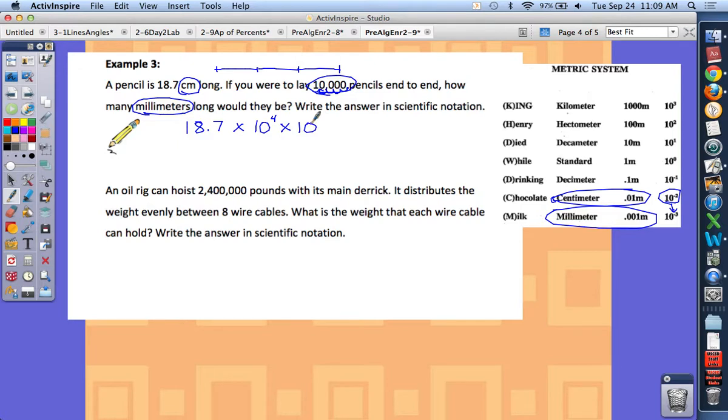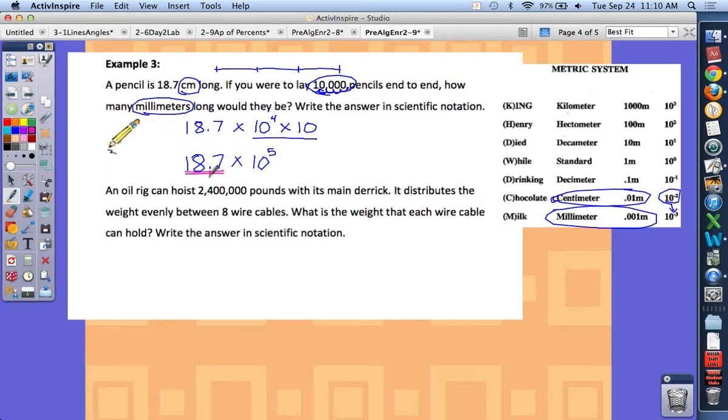Now this isn't scientific notation, but can you simplify this for me? 18.7 times 10 to the what? 10 to the 4th times 10 would be 10 to the 5th. We're almost there, but this still isn't scientific notation. Why not? Hopefully you're noticing, wait a second, is this number between 1 and 10? No, it's way bigger than 10. So we have to do this little extra step.